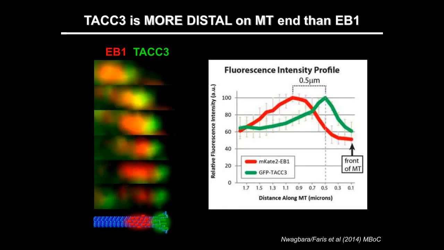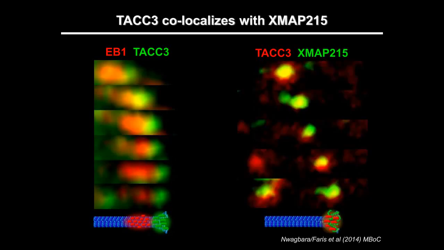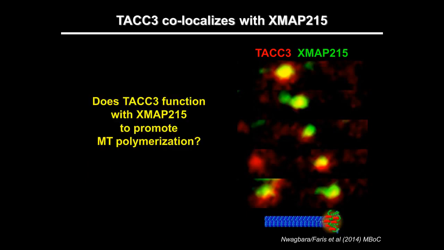We performed high-resolution co-localization analysis and saw that TACC3 was in front of EB1 and overlapped with XMAP215. And this was very exciting for us as a new lab because at the time, no other plus tip had been shown to localize at the distalmost tip with XMAP215. And it suggested that perhaps TACC3 was functioning with XMAP215 to promote microtubule polymerization.